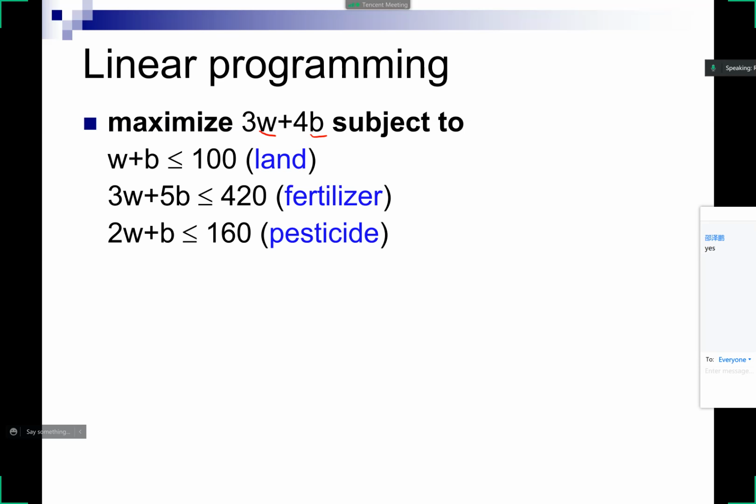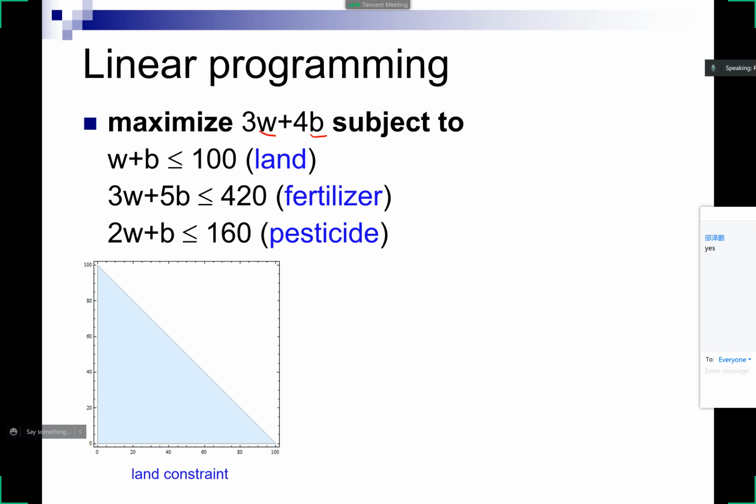So let's try to visualize all of these constraints. The first constraint is the land constraint. We have 2 variables here, W and B, so when we visualize this, we can just do it in 2D. We're going to draw this constraint in 2D, and let's say that the y-axis represents the amount of wheat that you plant, and the x-axis is the amount of barley. We need that W plus B is at most 100.